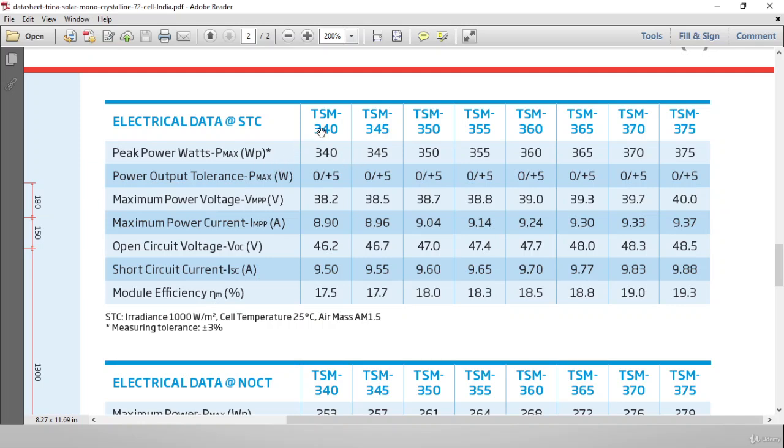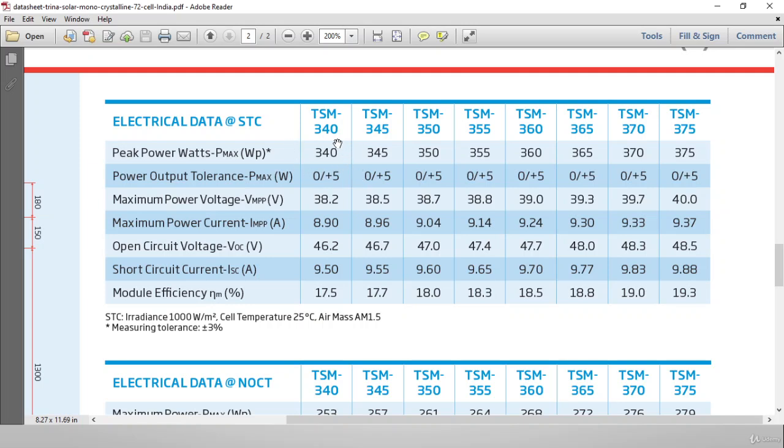Let's say we are going to choose this 340 watt peak solar panel. Then first we have to see what the peak power is in terms of watts. That is the watt peak power we measure for the corresponding solar panel. It means the solar irradiation is 1000 watt per meter square, the standard test temperature is 25 degrees centigrade and air mass is 1.5. In these conditions, every solar panel is tested in a laboratory for its standard output conditions.